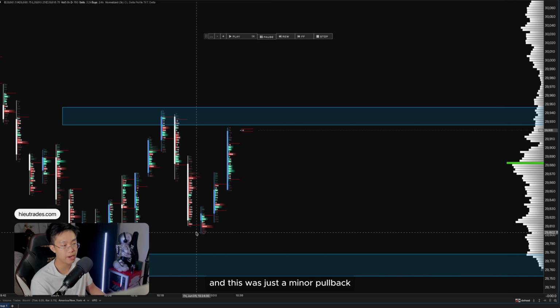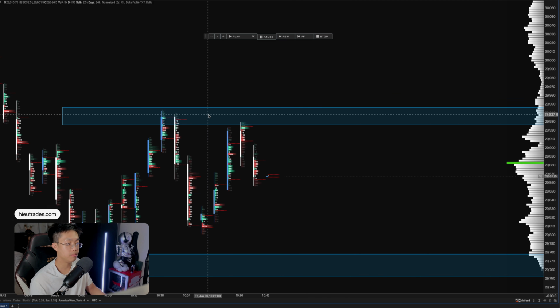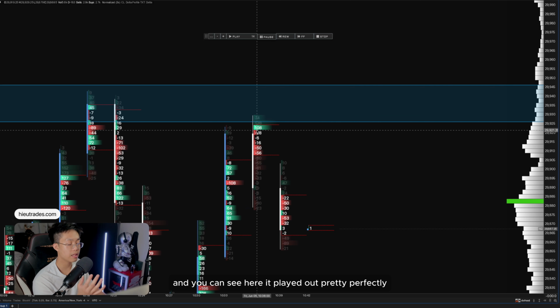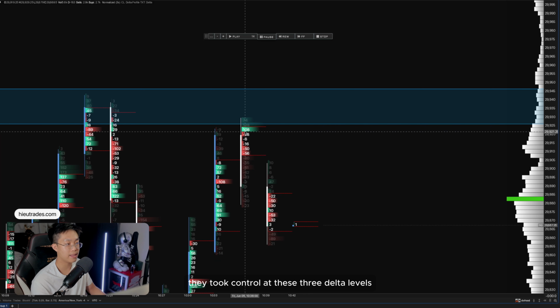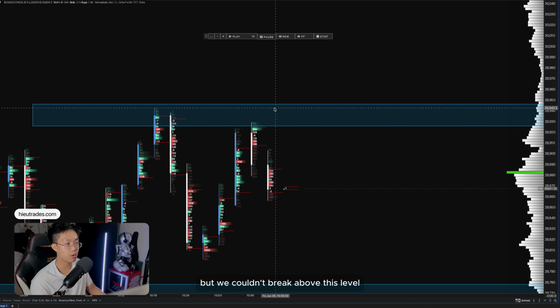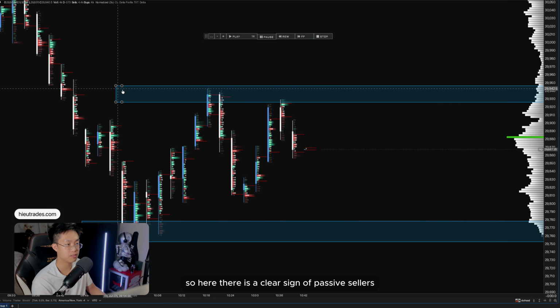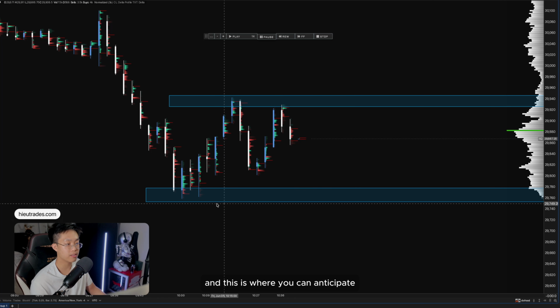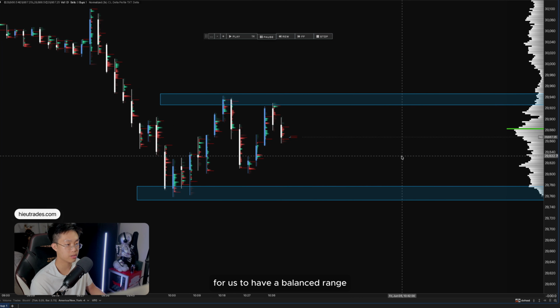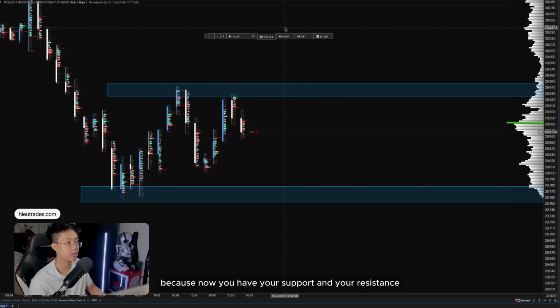And this was just a minor pullback. And you can see here, it played out pretty perfectly. These 3 levels were heavily dominated by aggressive buyers. They took control at these 3 delta levels, but we couldn't break above this level. So here, there's a clear sign of passive sellers protecting this level. Passive sellers protecting this level, passive buyers protecting this level, and this is where you can anticipate for us to have a balanced range, because now you have your support and your resistance.